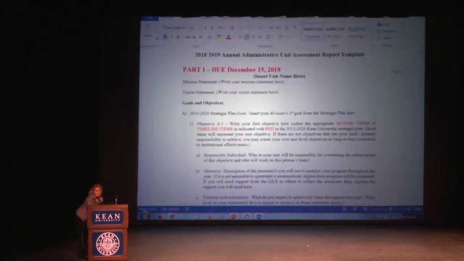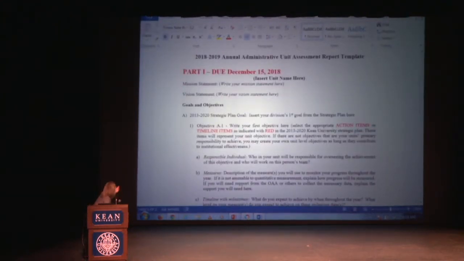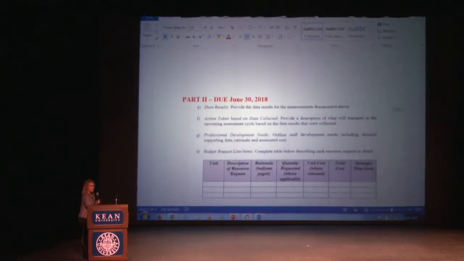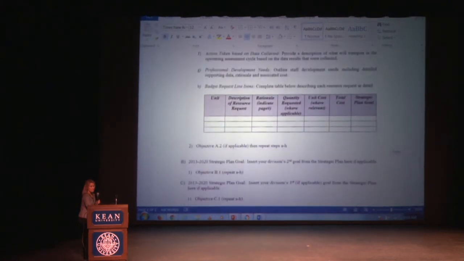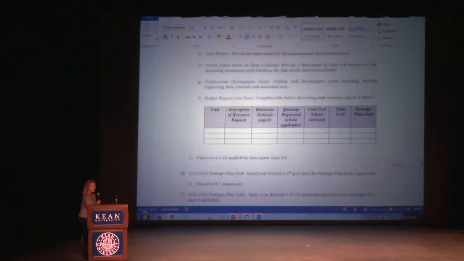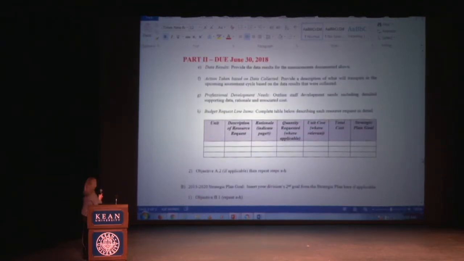Alrighty. As you can see here, that actually is much better than the PDF document that was up. What we see here is the entire template, and you see part one, in red, due on December 15th. If I scroll down, part two, due on June 30th, 2018. In this particular part two, these are the areas that I want to bring your attention to.